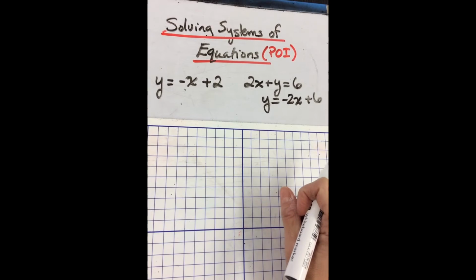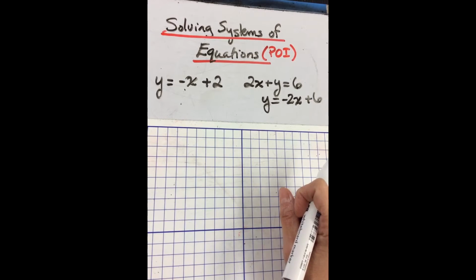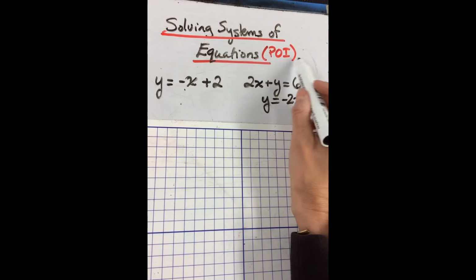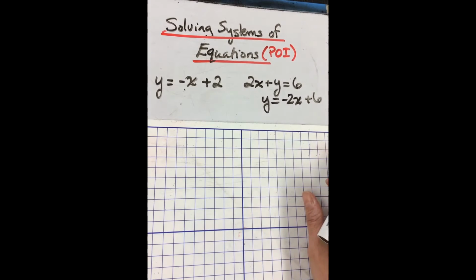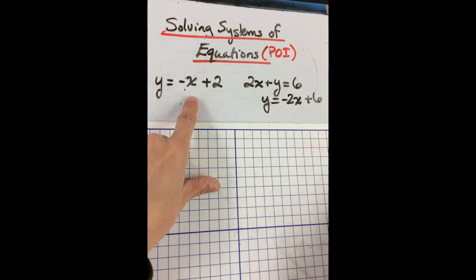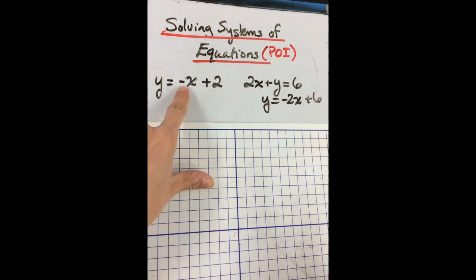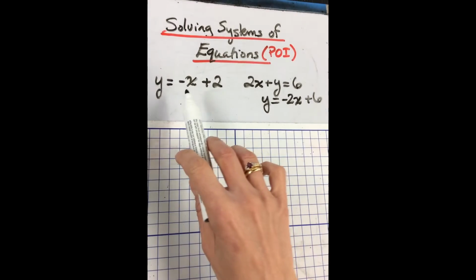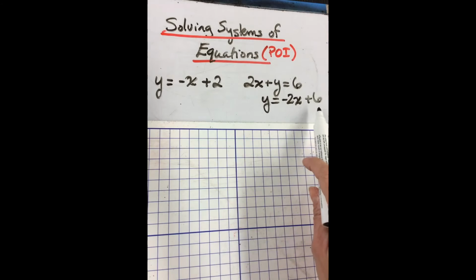Today we're working on solving systems of equations, which means finding the point of intersection. When we did this in grade 9, what we would do is graph the two functions, the two equations, and we would put them in the form y equals mx plus b so it was easier to graph, and we would draw the line, and where they met would be the point of intersection.